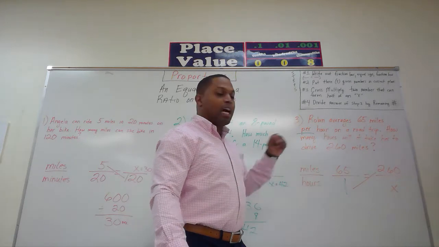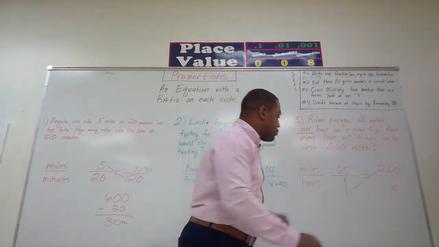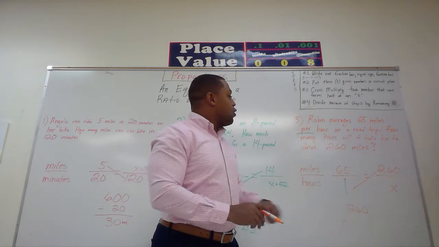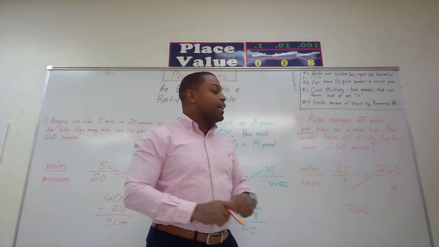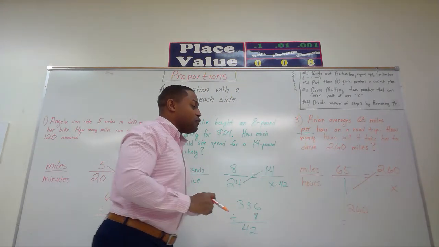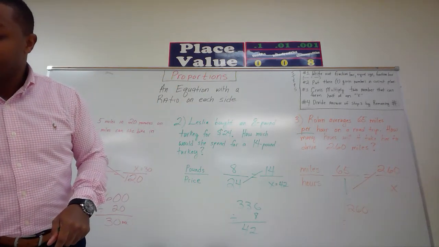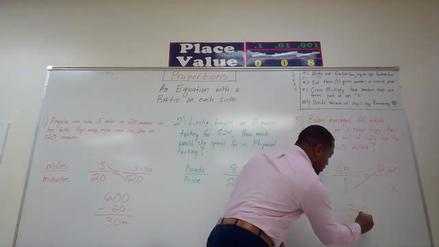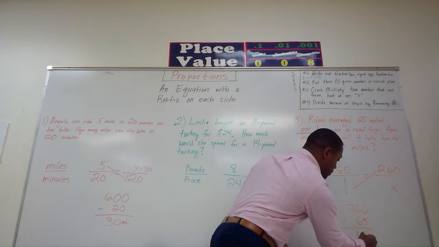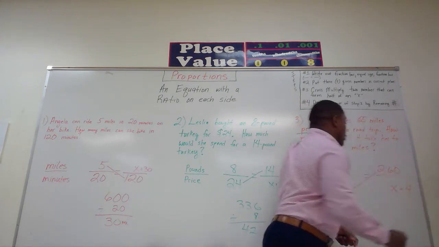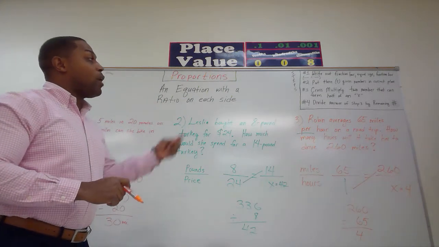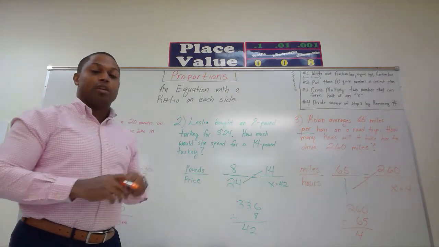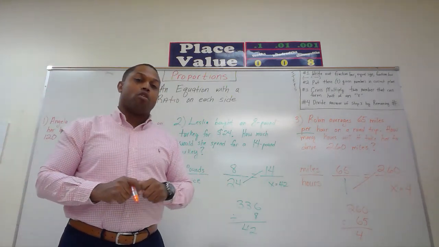And we know that anything times 1 is that number, so 260 times 1 is 260. And then just as we have always done, we're going to divide by the remaining number. And 260 divided by 65 is, let's find out, four. So X equals 4. What it's saying is, Robin averages 65 miles per each 1 hour on a road trip. So if she drove 260 miles, that would take her 4 hours.